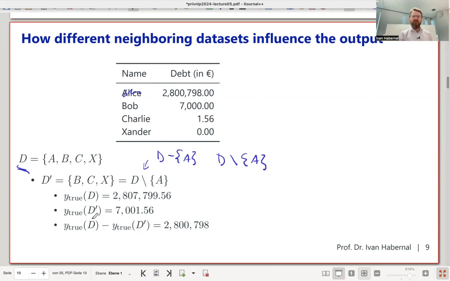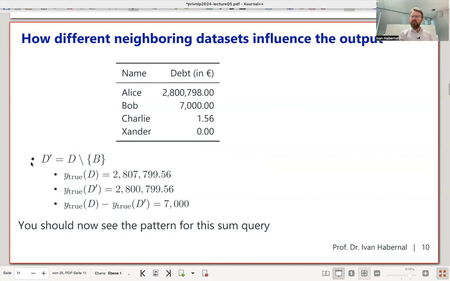And if I remove A, so it will be D prime, I just sum up 7001.56. Okay, so this is it. What is the difference now of these two potential outputs? Oh, yeah, well, what is it? This is basically the value of Elise, right? Yeah, okay, cool. So this is 20 something. So this is one example of two neighboring data sets.